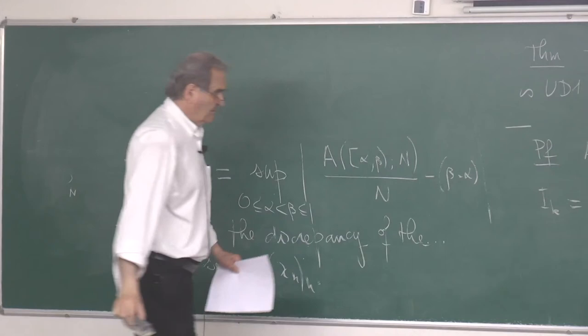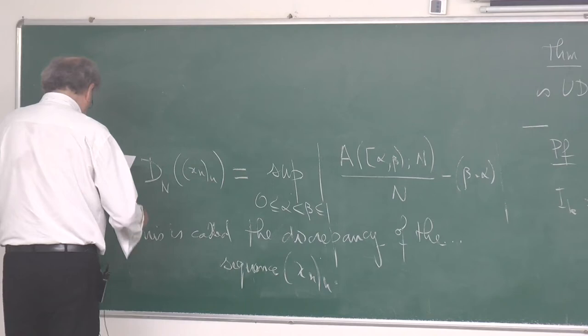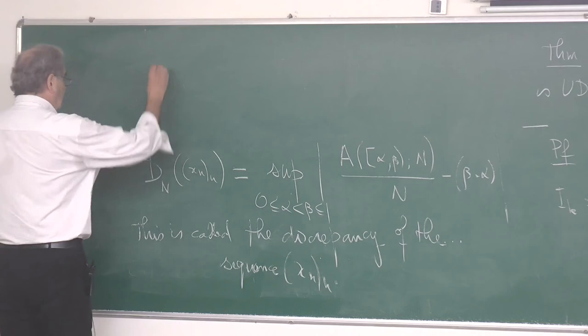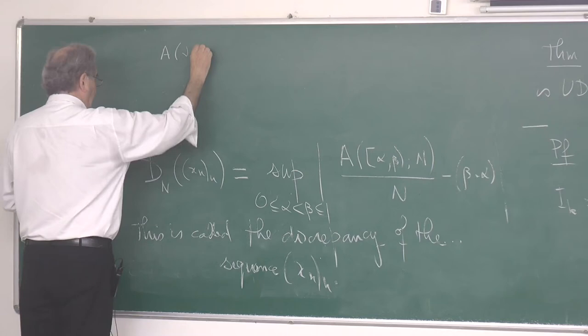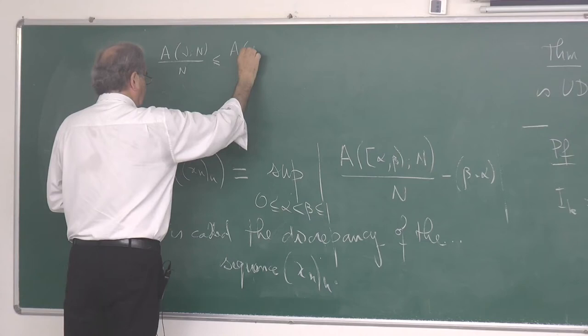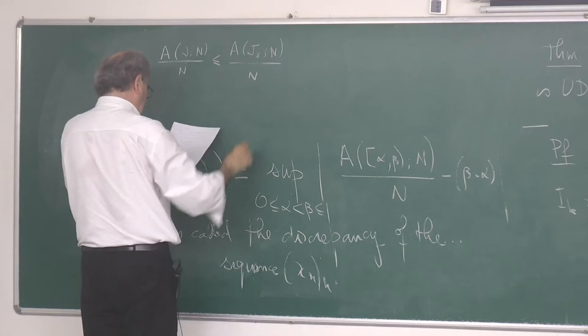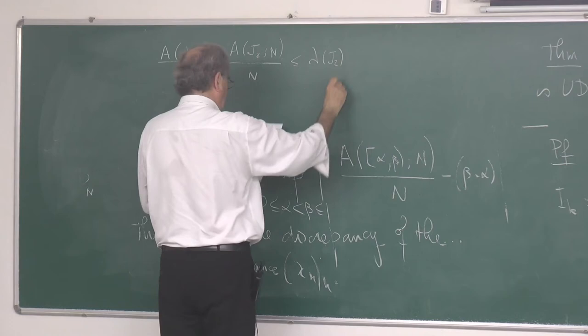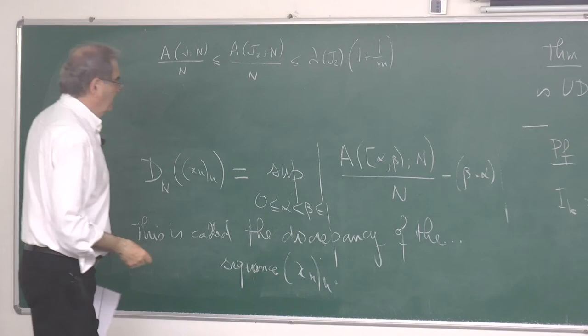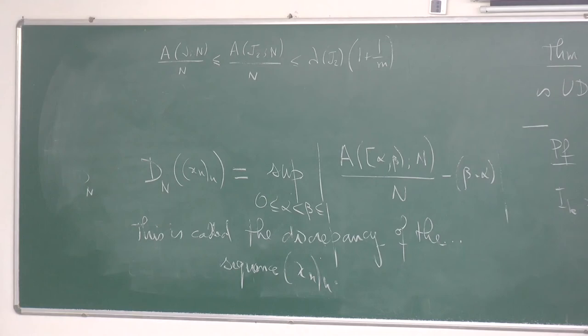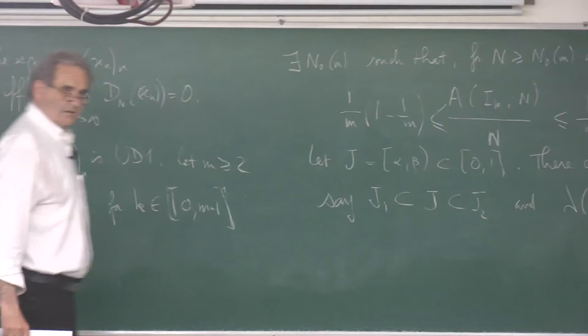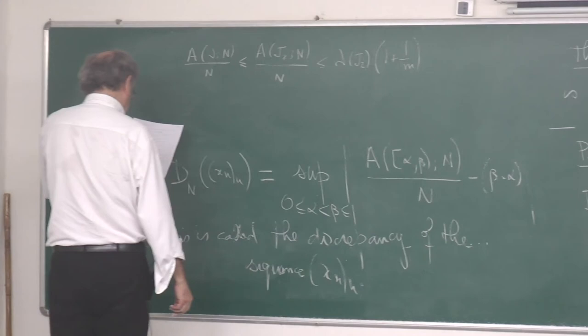Okay, so now when n is larger than n naught, what happens? You have a_J1, so a_J of n over n is less than a_J2 of n over n, the larger one, and you know that this is at most lambda J2 times 1 plus 1 over m. And then, because J2 consists only of I_k's, and for any subinterval, you have this. Okay, you lose a factor at most 1 over m. Fine. And of course, you have the same thing with J1.